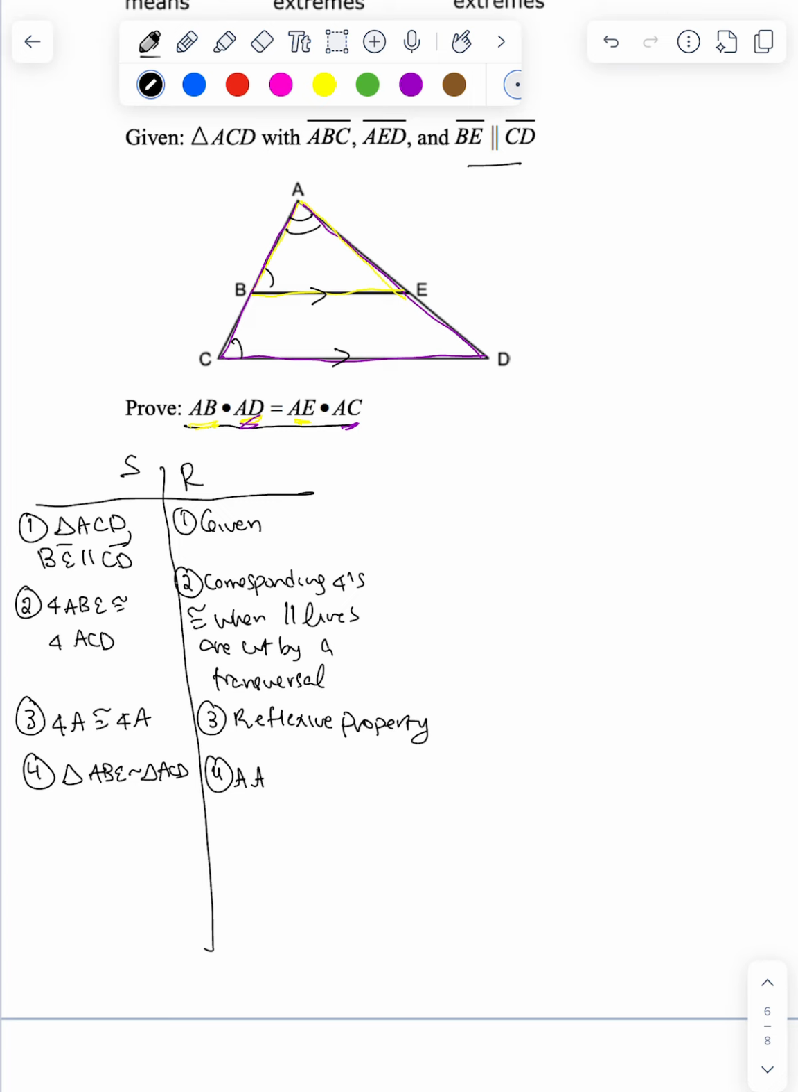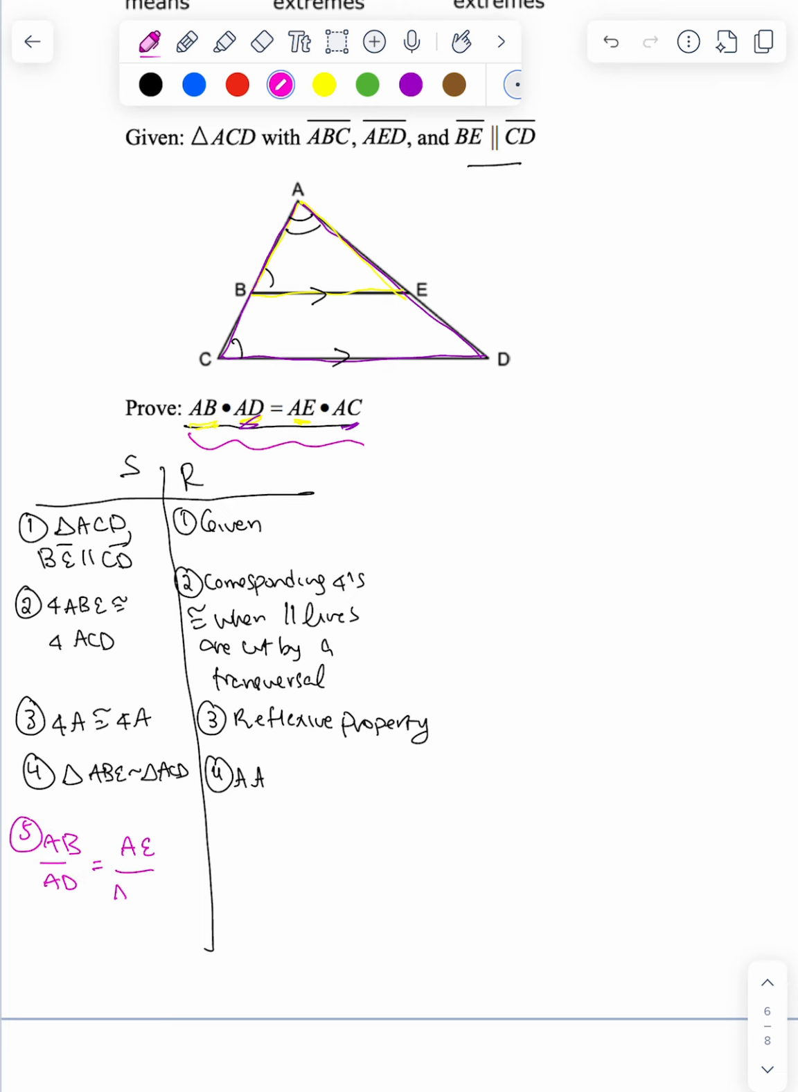And from there, we need to make a proportion involving the sides of the similar triangles. So what I'm going to do is I'm just going to take the sides from the proof statement and I'm going to put them into a proportion. But then I need to double check that when I cross multiply, I get the proof statement. So when I multiply this way, I get AB times AC. Oh no, that's not what I needed. I needed AB times AD. So I have to fix that.